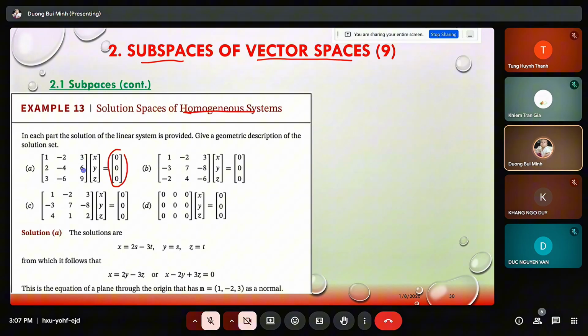So when we apply the Gaussian elimination or Gauss-Jordan elimination, for example, question A, okay, we can get the solution, right? The solution.